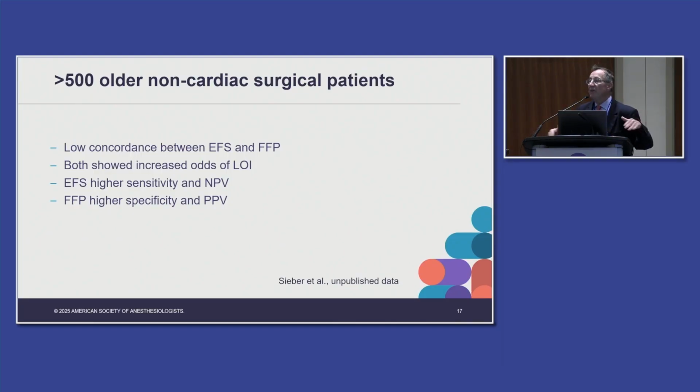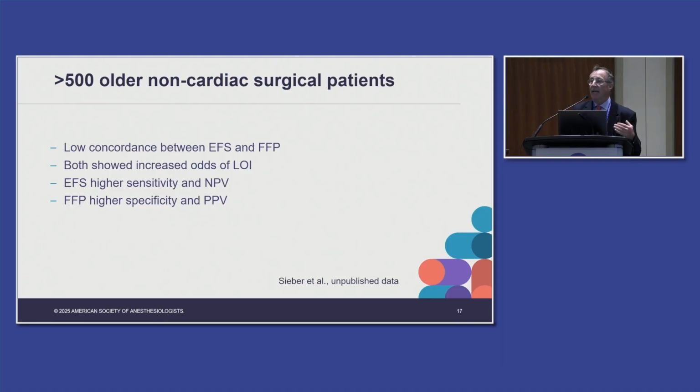Both showed the same increased odds of loss of independence if a patient was classified as frail. But here's the difference. The Edmonton frailty score showed a much higher sensitivity for predicting that, and negative predictive value. Whereas the Frail frailty criteria showed a much higher specificity and positive predictive value.